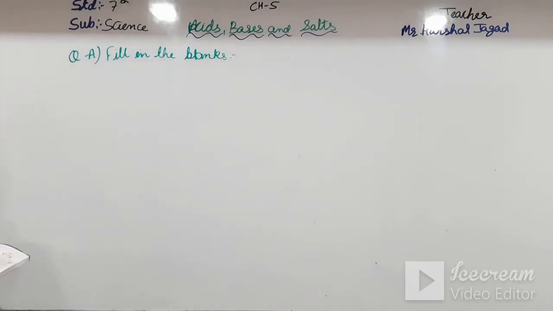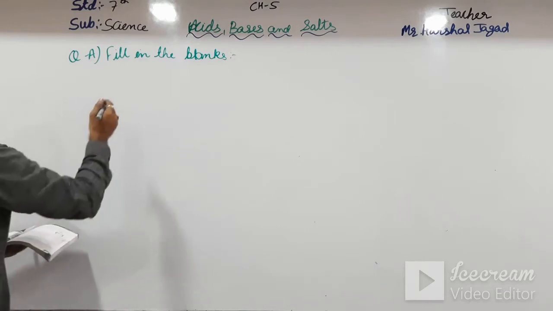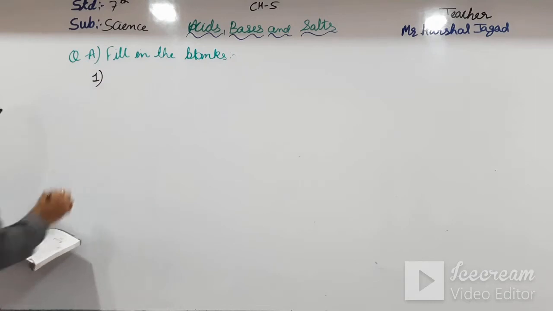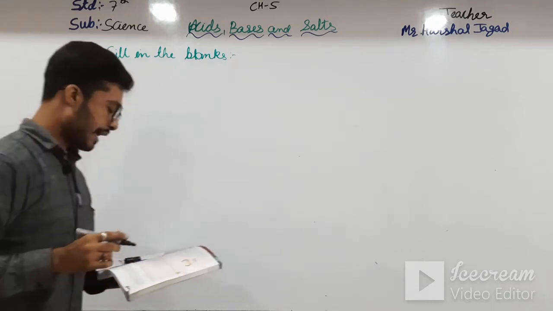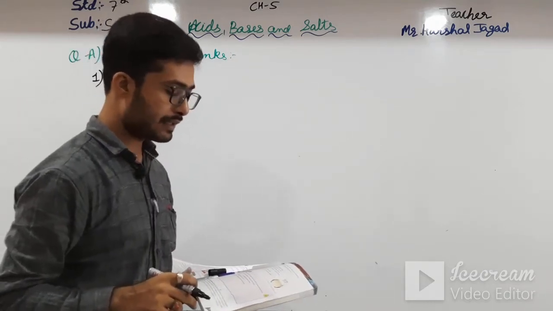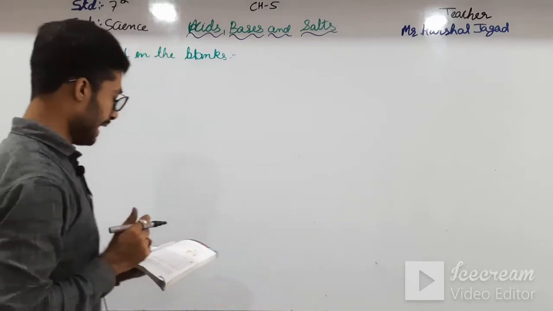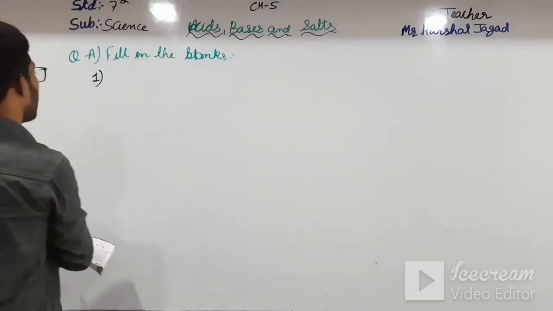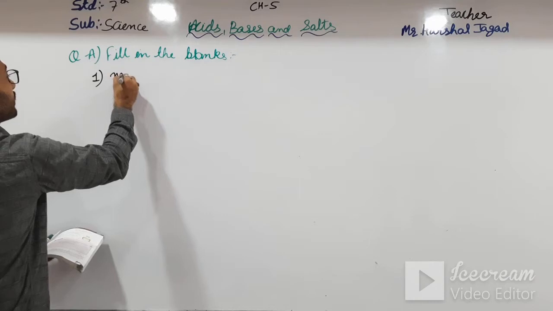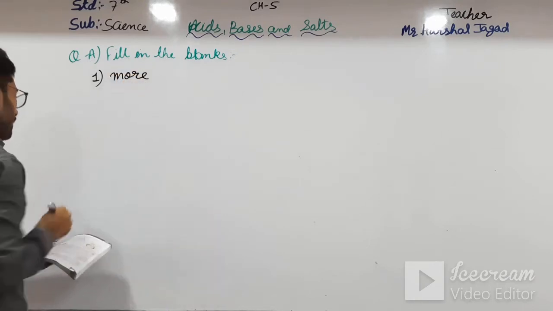Question A, fill in the blanks. The first one: dilute acids have dash amount of water than concentrated acids. So, in that they have more amount of water. So, the answer will be more.